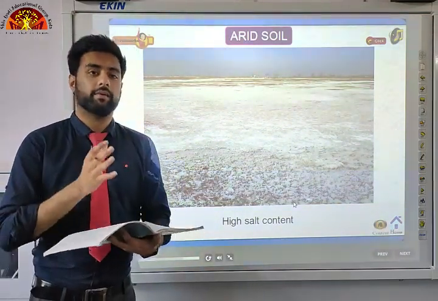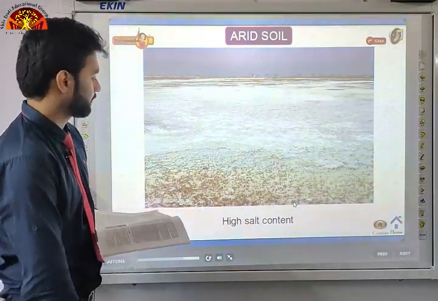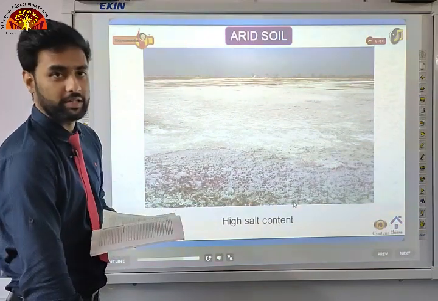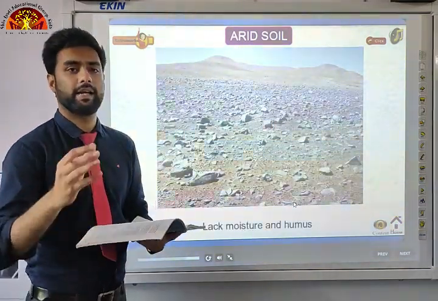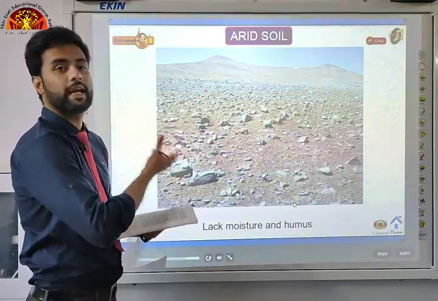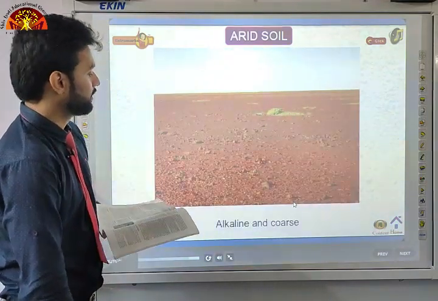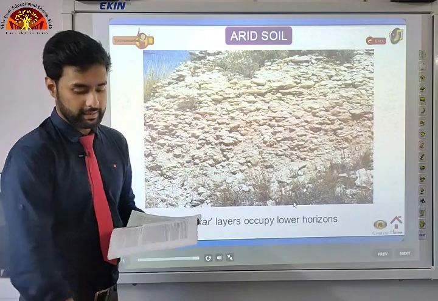So you see, nutrients are found in this soil, but they are actually at a very low layer. Okay, there is a high salt content as well, which is found in arid soil. It lacks moisture and humus, that is organic material like dead plants and animals. As you can see, it is absent here. It is a very arid or sandy nature soil. Okay, it is also alkaline and coarse. Kankar layers are found in the lower horizon, as I just told you.